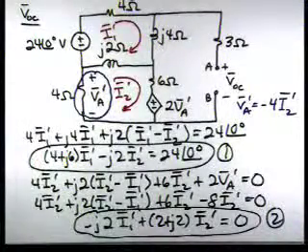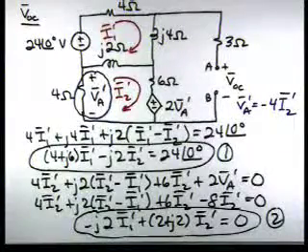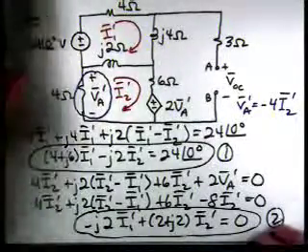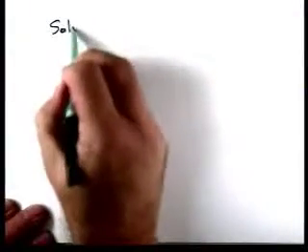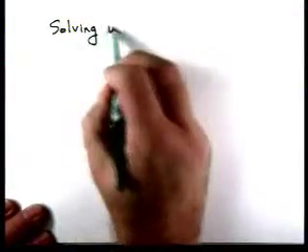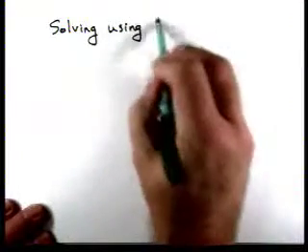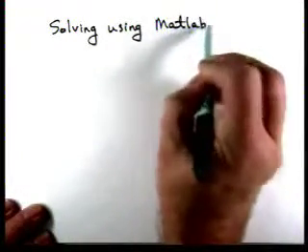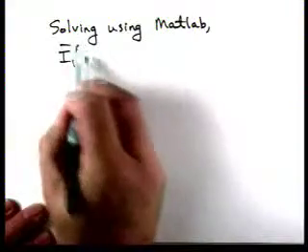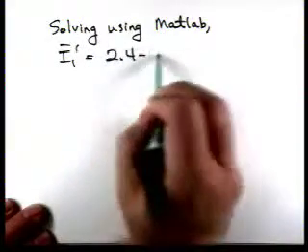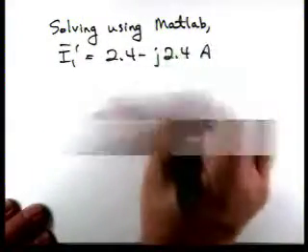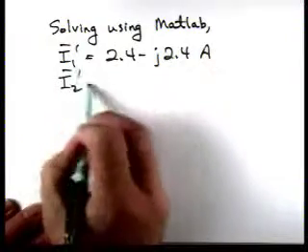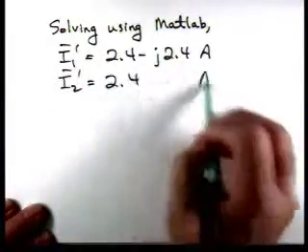Now we can solve. Solving using MATLAB, we have I1 prime is 2.4 minus J2.4, and I2 prime is 2.4.